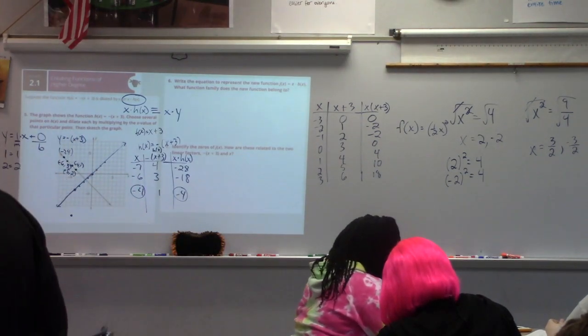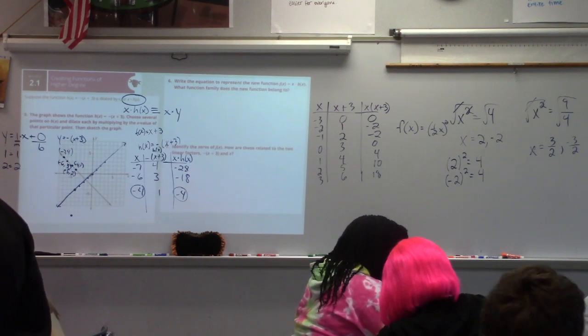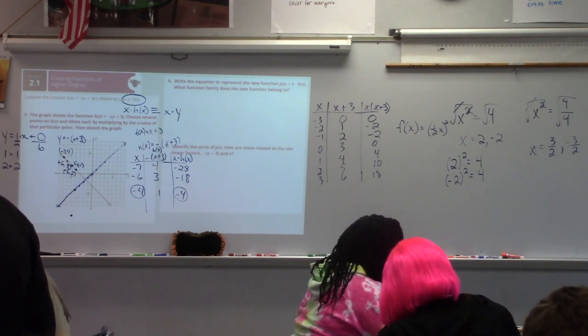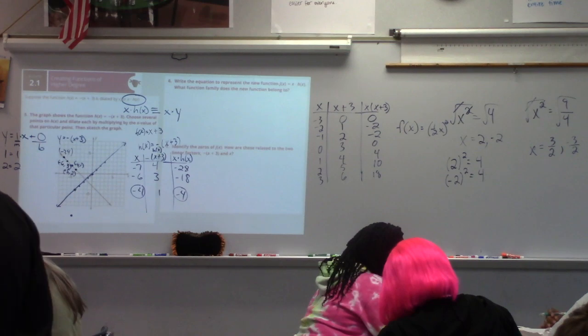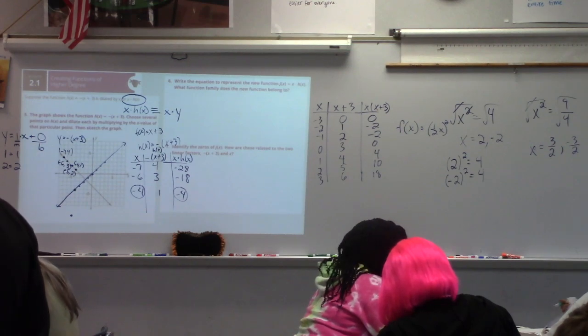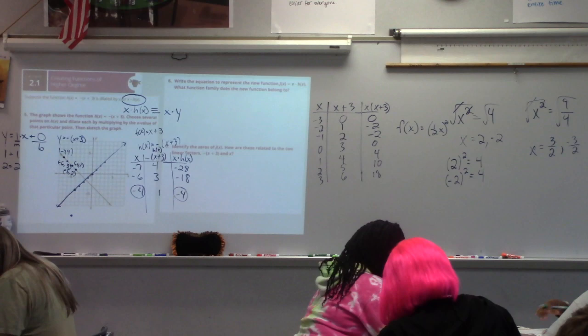If we ever got these points, you just need to do the table, right? Do you have to do a table? No, you don't have to, but it said dilate. Right. So, remember, this is literally just y equals x, okay?